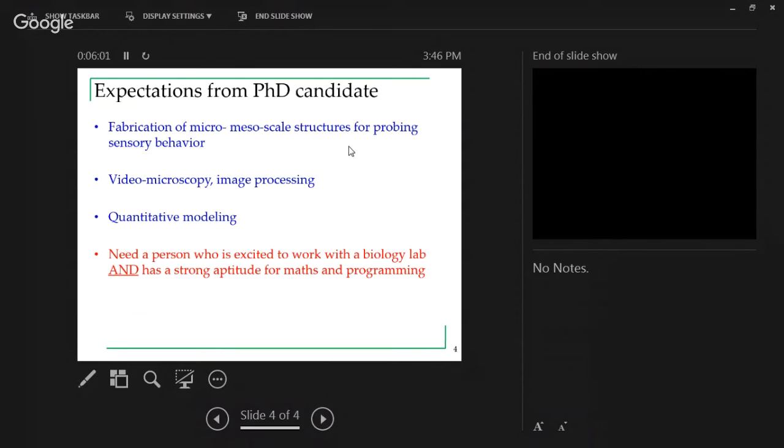a good aptitude for mathematics and for programming, because we'll be doing a lot of simulations, and we'll be doing a lot of mathematical analysis, studying, for example, taking limits and things like that. So some basic aptitude in mathematics and programming is required in the project. So this is basically what I had for this year, two topics, both of them connected with biology, but with a significant amount of mathematics and fabrication involved.